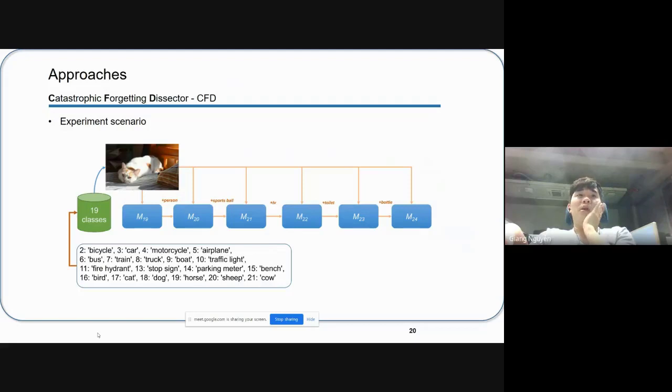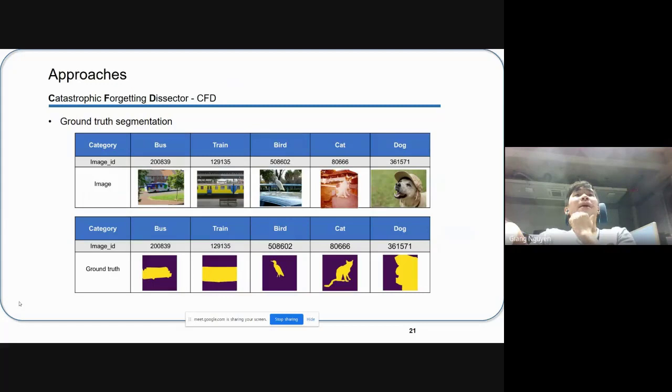And the experiment scenario I follow is like this. Firstly, we train on a number of classes to get a base model. For example, in this figure, you can see M19 is the base model for this experiment. And then we add classes sequentially to observe the catastrophic forgetting. So the order will be person, sports ball, TV, toilet, and more. And for the input, the ground truth segmentation, I get it from MS COCO 2014.